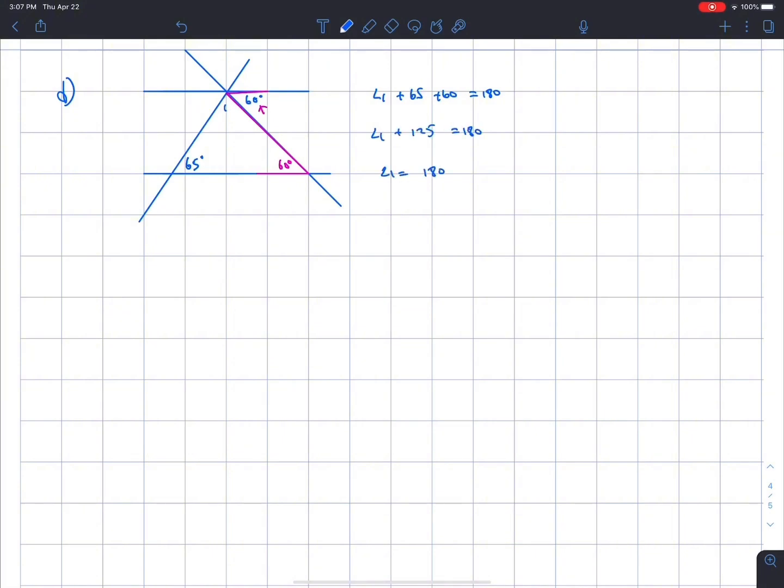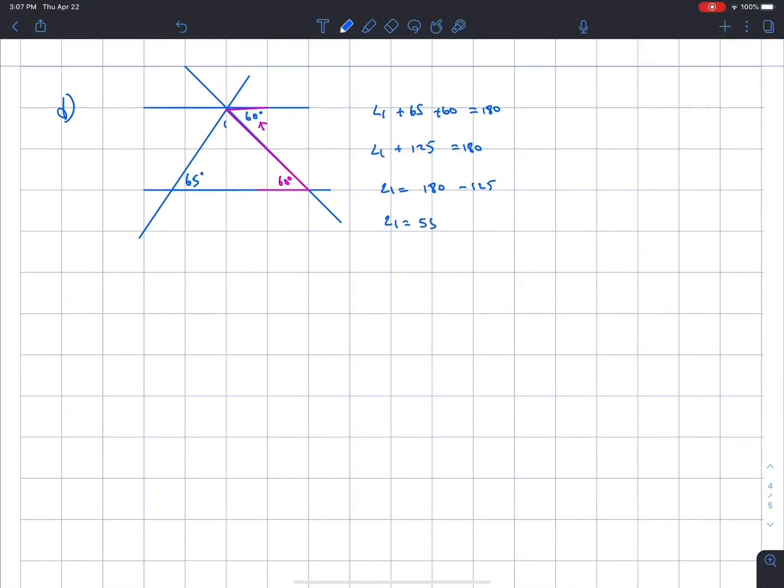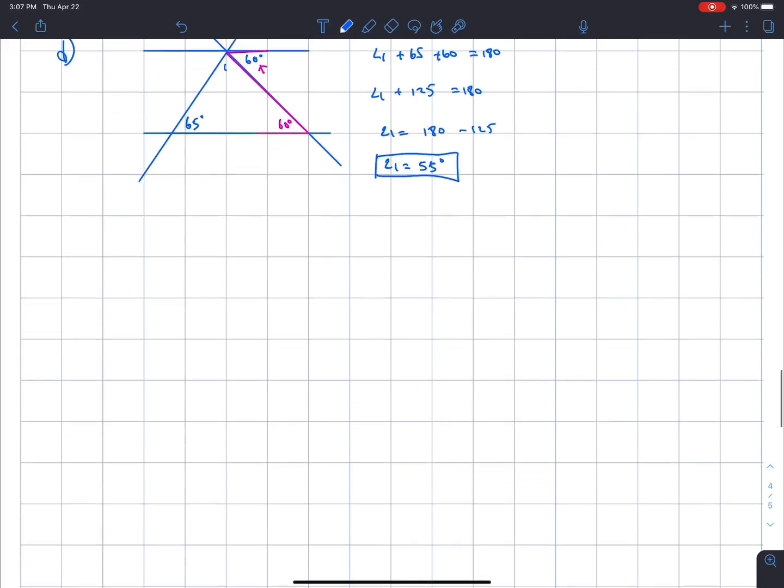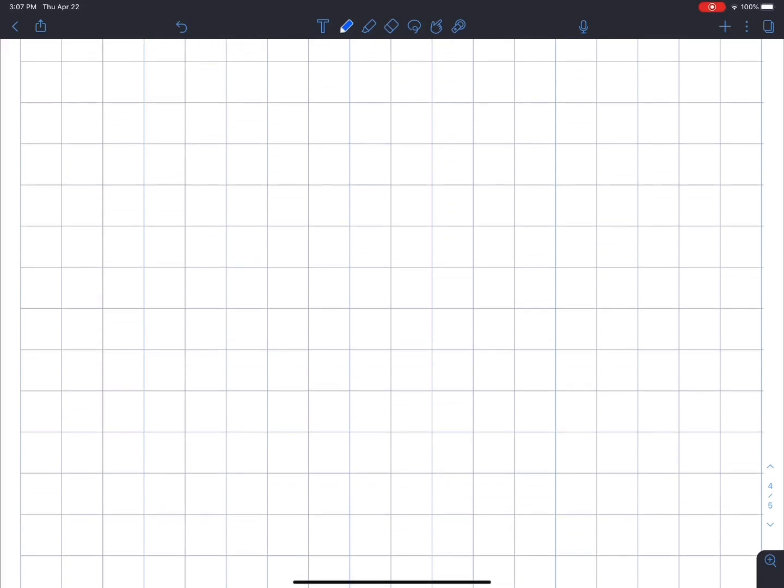We can just move the 125 to the right-hand side, so the sign changes. The positive 125 becomes negative on the right-hand side. So 180 minus 125 will give us the answer. Angle 1 equals 55. E.